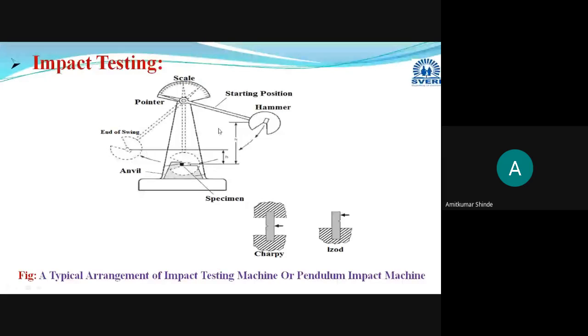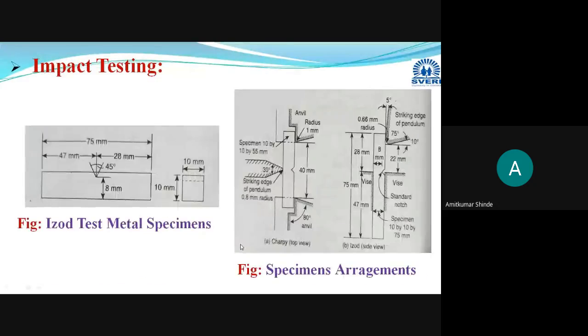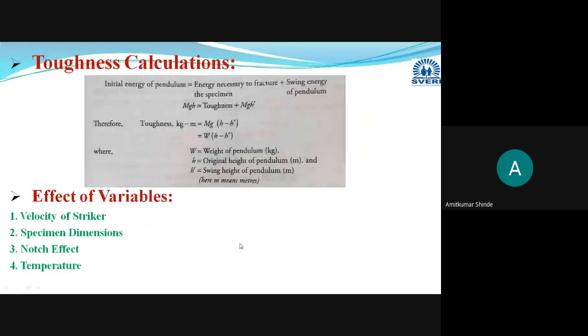The weight will be the same, just the initial height and swing height you have to take the readings, and corresponding to that swing height you have to take a certain reading from that scale. Now, how to calculate the actual toughness value? This is the diagram, and these are the calculations done with the help of it. I have collected this from a book; you can refer to that.